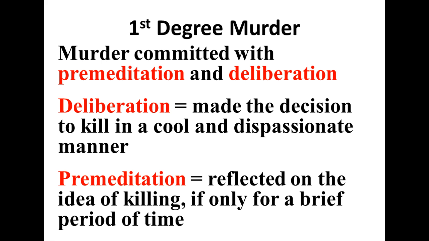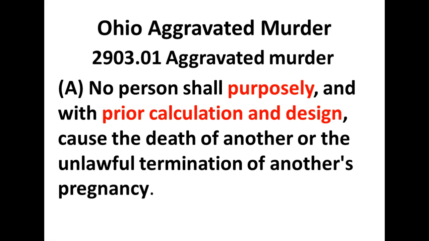So the hallmarks of deliberation and premeditation are a cool, dispassionate thought process that is reflected upon or given a second thought to the killing, and then the actor goes ahead and kills. But again, all of this can occur within seconds or split seconds even, and many jurisdictions will permit this thought process to be almost instantaneous.